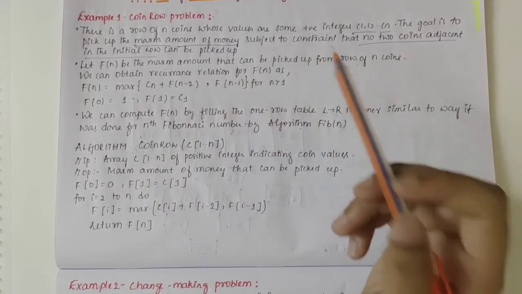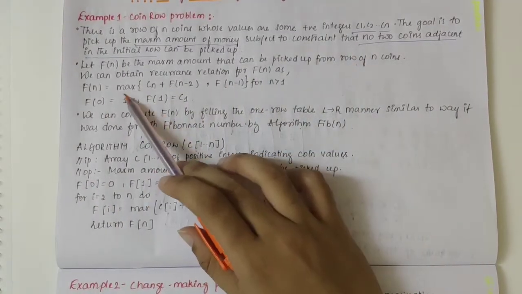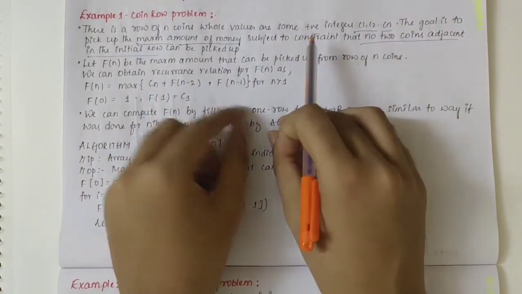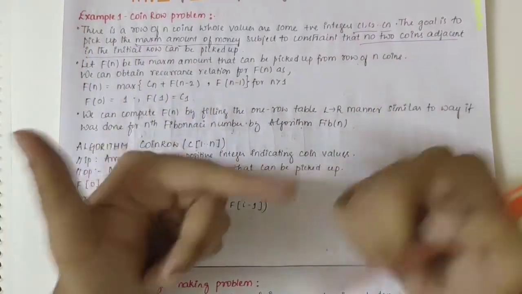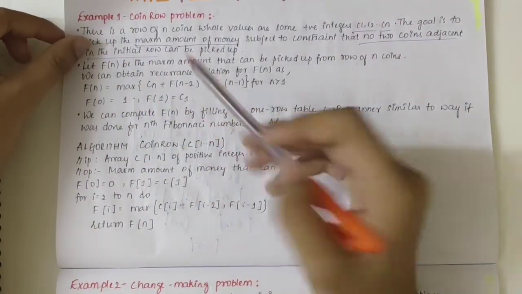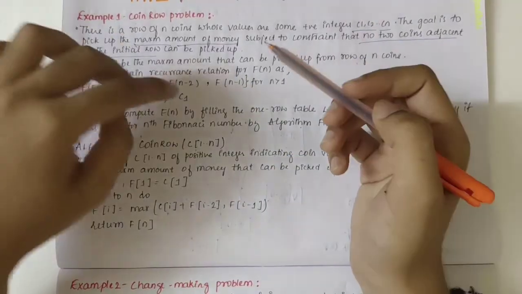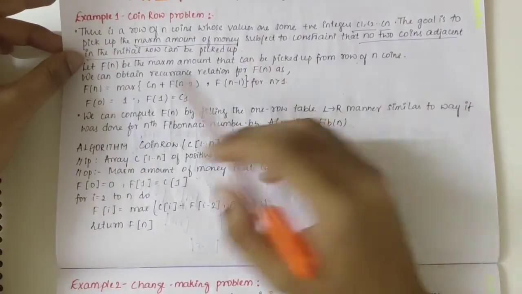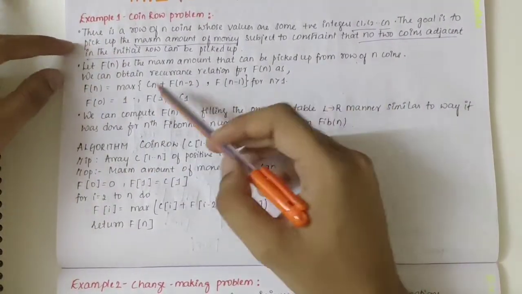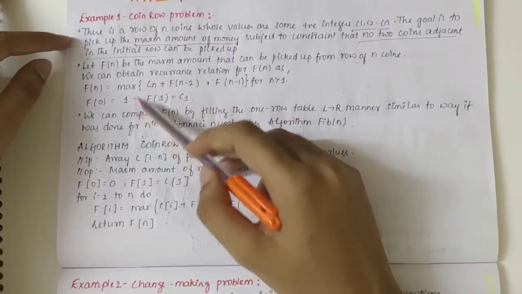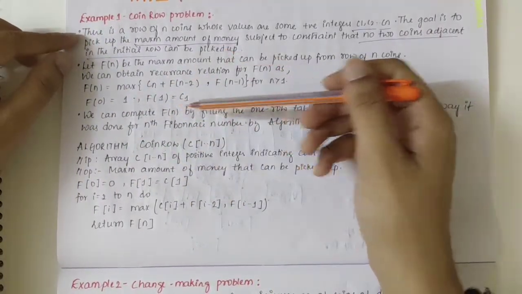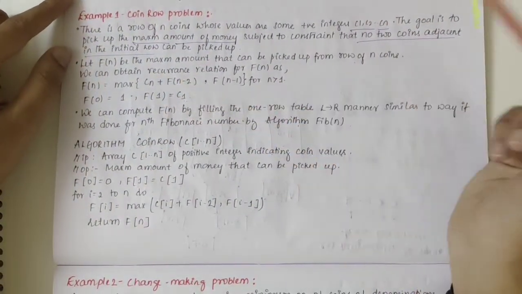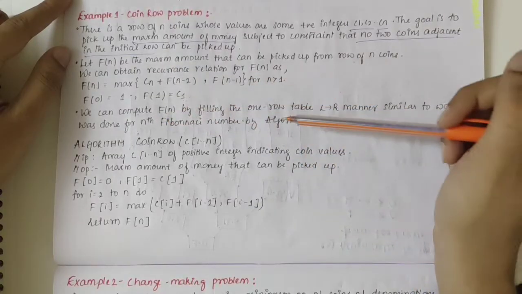We can obtain the recurrence relation for f of n as f of n is equal to the maximum of c of n plus f of n minus 2, comma f of n minus 1. We take n minus 2 because the adjacent coin cannot be picked. Combining these two, we check c of n plus f of n minus 2 and f of n minus 1 for n greater than 1, and take the maximum value. And f of 1 is equal to c1, so we initialize the value with that itself. We can compute f of n by filling the one-row table from left to right, similar to the way it was done for the nth Fibonacci number by the algorithm.